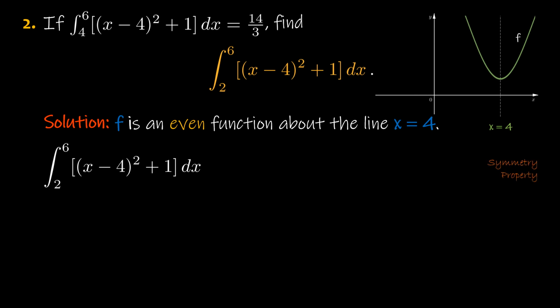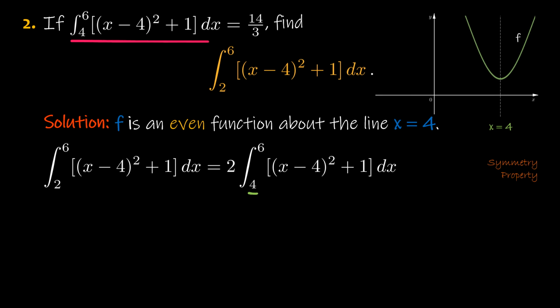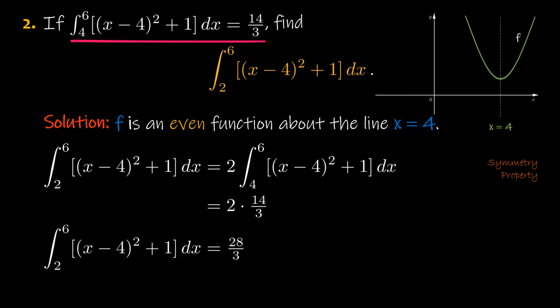Apply the symmetry property for an even function. Substitute the value of the given definite integral. Thus, the integral of the sum of the square of quantity x minus 4 and 1 dx from 2 to 6 is equal to 28/3.